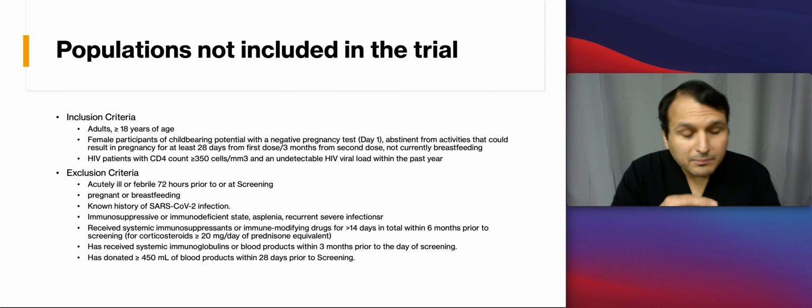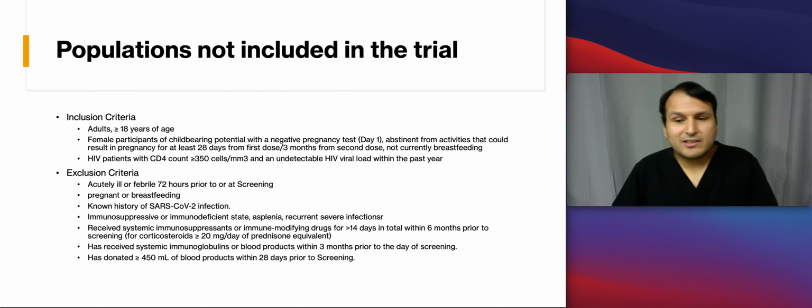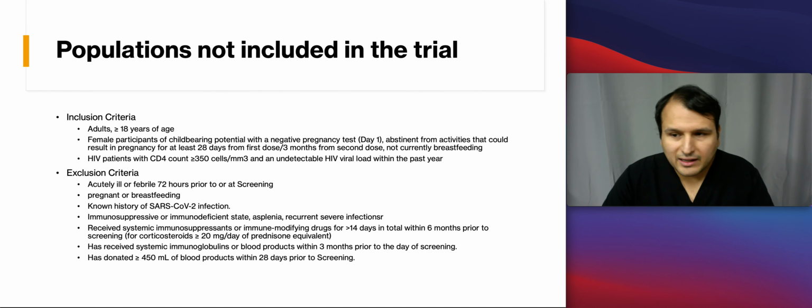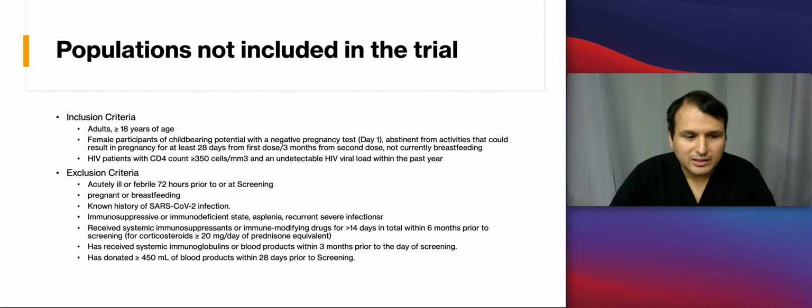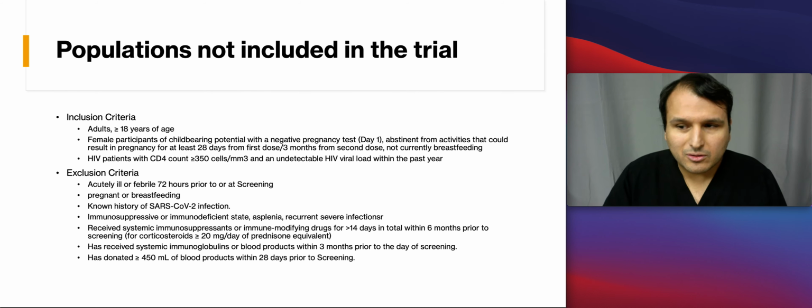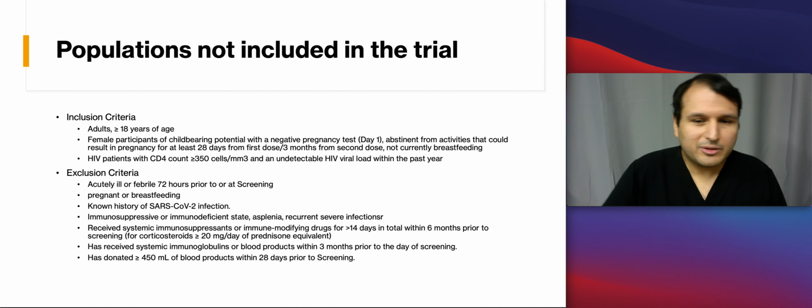And also it did include HIV patients, but they had to have a certain CD4 count, and they had to have an undetectable viral load. Also, going back to the exclusion criteria, you could not be acutely ill or febrile for the past 72 hours. You couldn't be breastfeeding or pregnant, like we talked about. You couldn't have had coronavirus in the past. And so it's an interesting conversation that we could have as well, thinking like, well, okay, so if I've had the virus, can I get the vaccine?